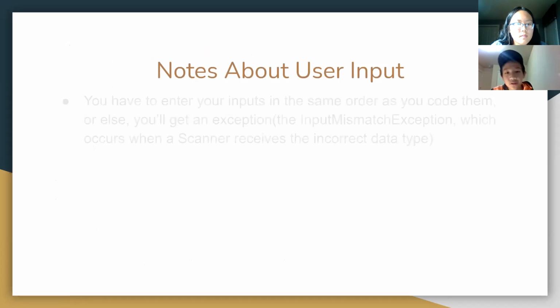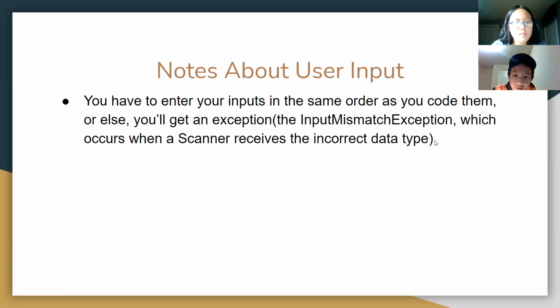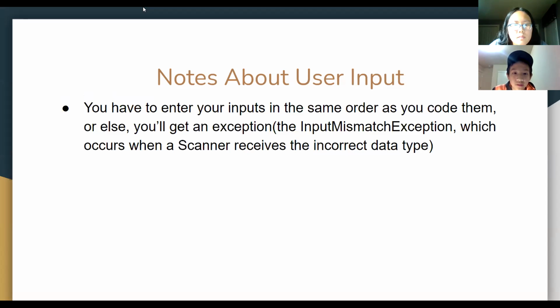All right, so a few notes about user input. You have to enter your inputs in the same order as you code them, or else you get an exception. This exception is called the input mismatch exception, which occurs when a scanner receives the incorrect data type. So for those of you who might not know what exceptions are, they're just a type of error that occur during your program. Send one in the chat. Okay. And there are a bunch of types of exceptions. And the one we're learning today is input mismatch exception, I guess.